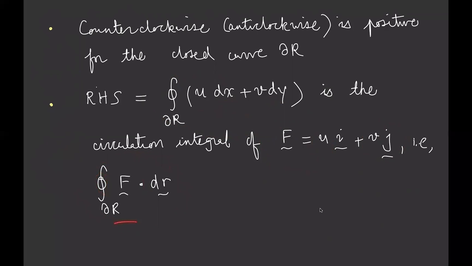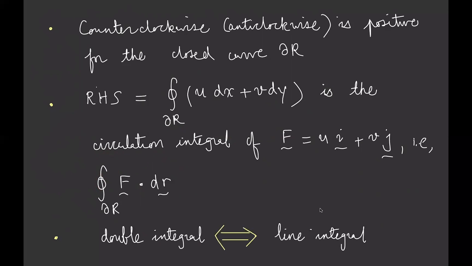Integrals of this sort are sometimes called circulation integrals, because what you're doing here is projecting F onto the curve and integrating all the way around the curve. It measures some sort of rotation effect. So this thing is a line integral. Finally, this is the point that I made before: Green's theorem connects a double integral, in this case an area integral, with a line integral around the boundary.